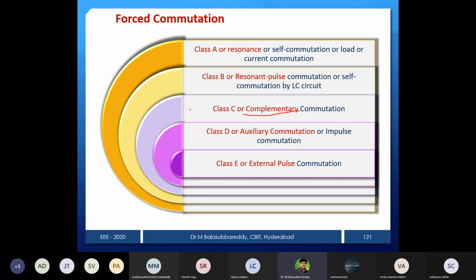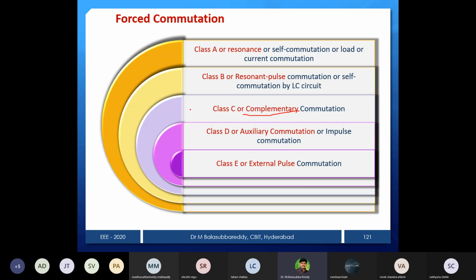The last one is class E commutation, also called external pulse commutation. A separate circuit is required, and you use a pulse transformer. Whenever you want to turn off the main thyristor, you generate a firing pulse in that pulse transformer, which will induce a voltage on the main thyristor side in the opposite direction. Automatically the main thyristor is going to be turned off.